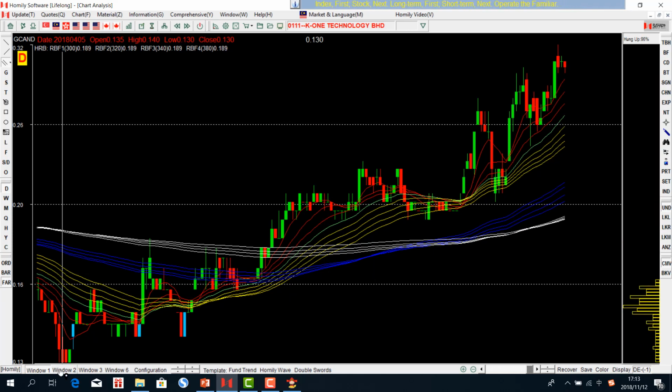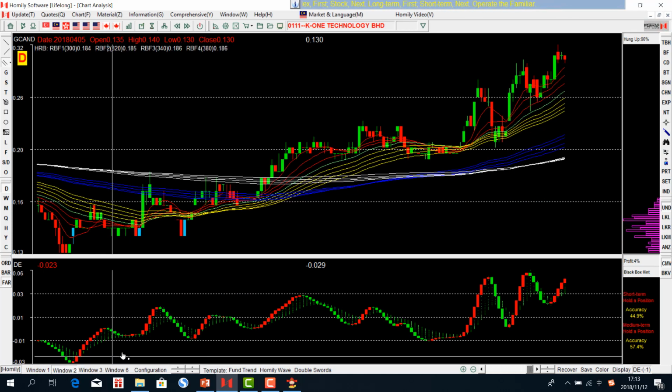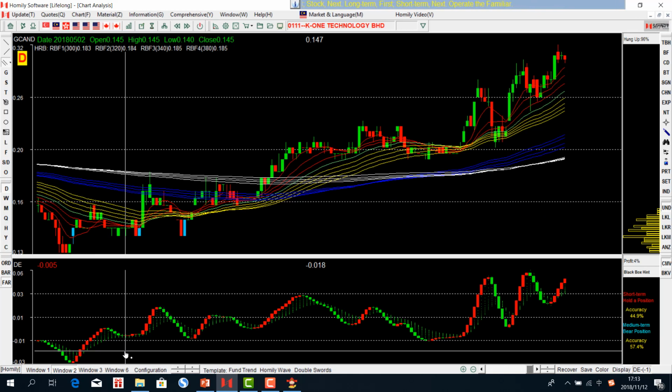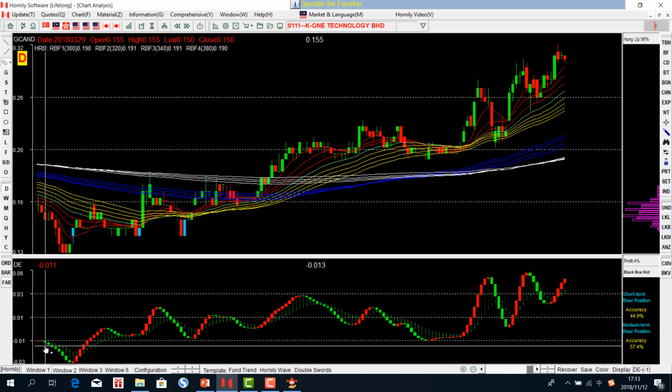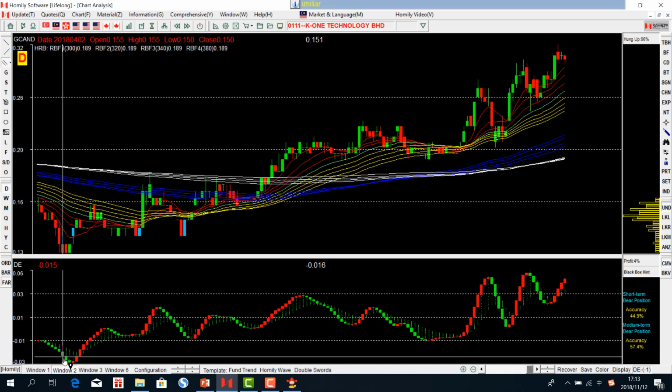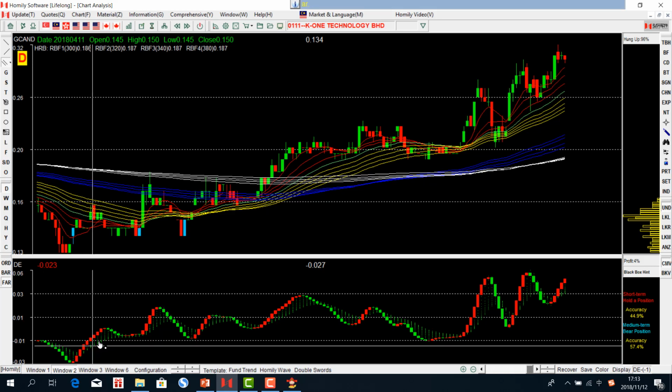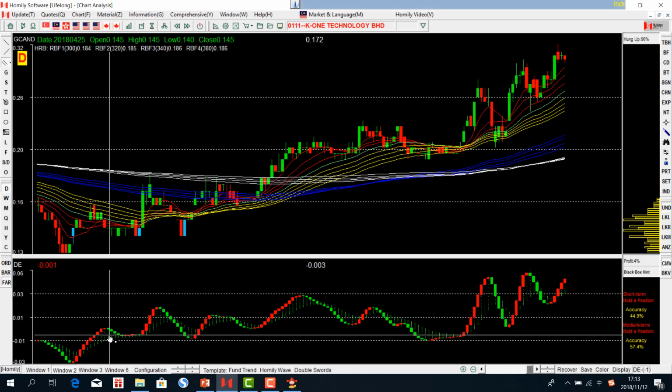Okay, so we can check the money status with the indicator deviation expert. You should know the deviation expert can help us know the money flow, whether money is flowing in or flowing out. The green column means money flowing out, and the red column means money flowing in.